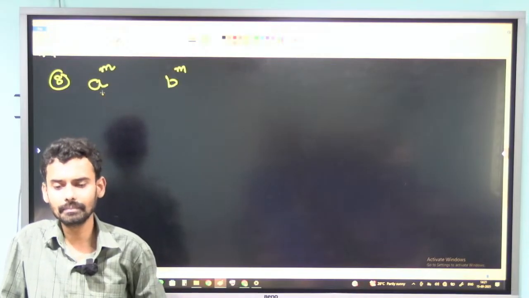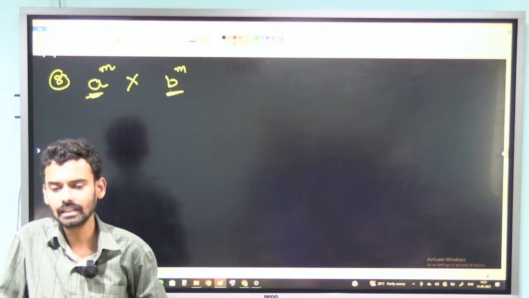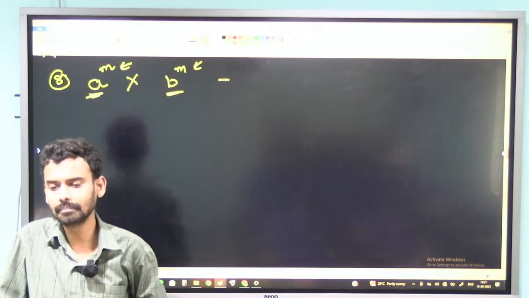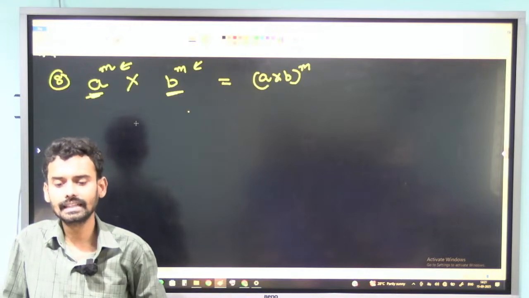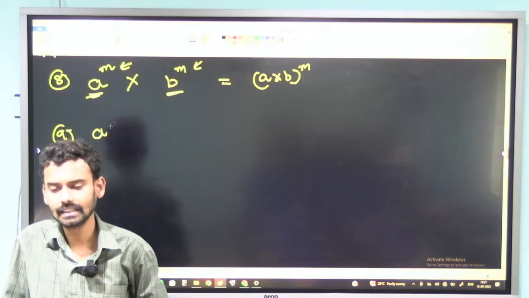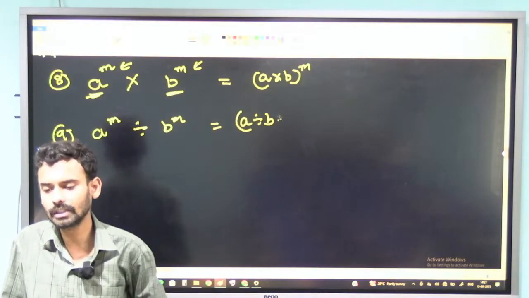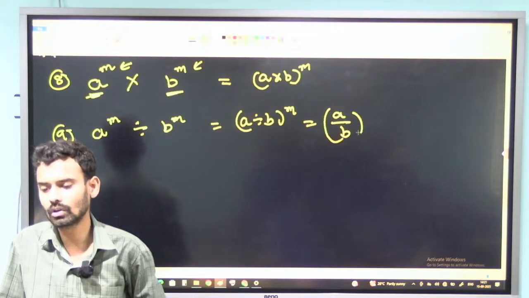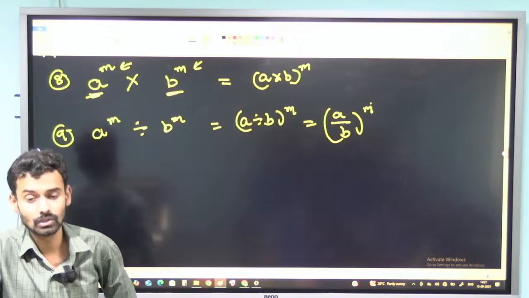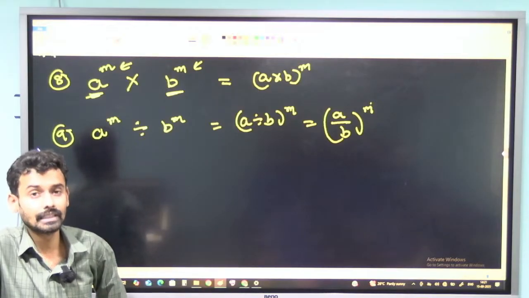If you are multiplying a to the power of m into b to the power of m, here the bases are different but the powers are the same, then you can simply merge this as a into b whole to the power of m. And in the division case, a to the power of m divided by b to the power of m can be written as a divided by b whole to the power of m, or it can also be written as a by b whole to the power of m. Both mean the same. So you can merge in the case where the bases are different but the powers are the same.